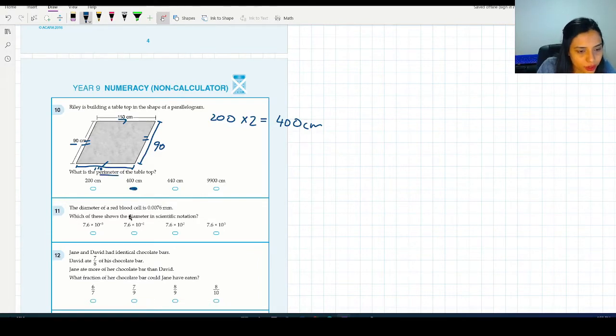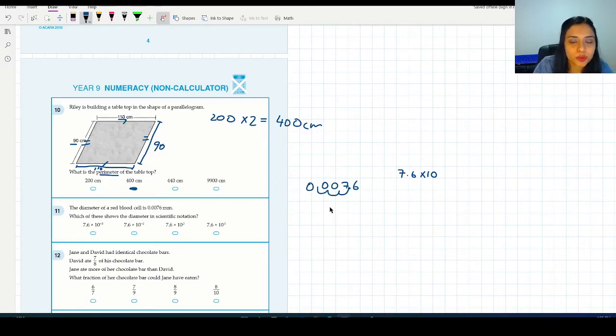The diameter of a red blood cell is 0.0076 millimeters. Which of these shows the diameter in scientific notation? Alright, so let's write that out. When writing in scientific notation, we want to move the decimal point until we have only one number before the decimal point. So for this, we want to move the decimal point over here. And to do that, it's going to move 1, 2, 3 places. So we're going to have 7.6 times 10 to the power of.